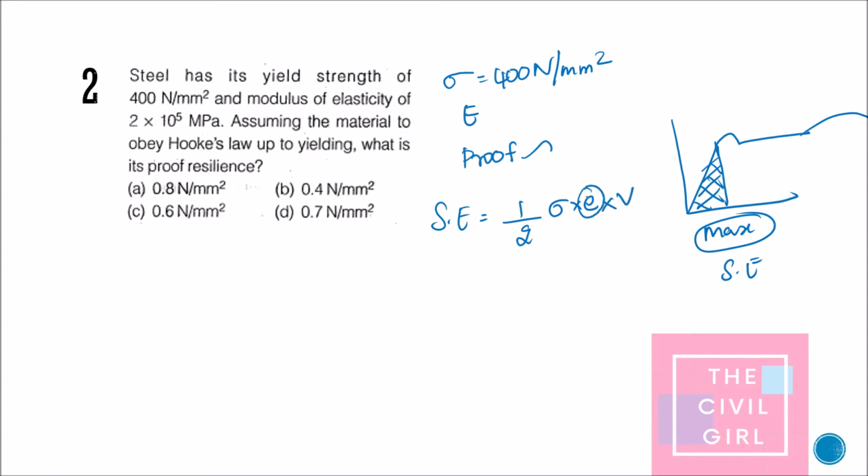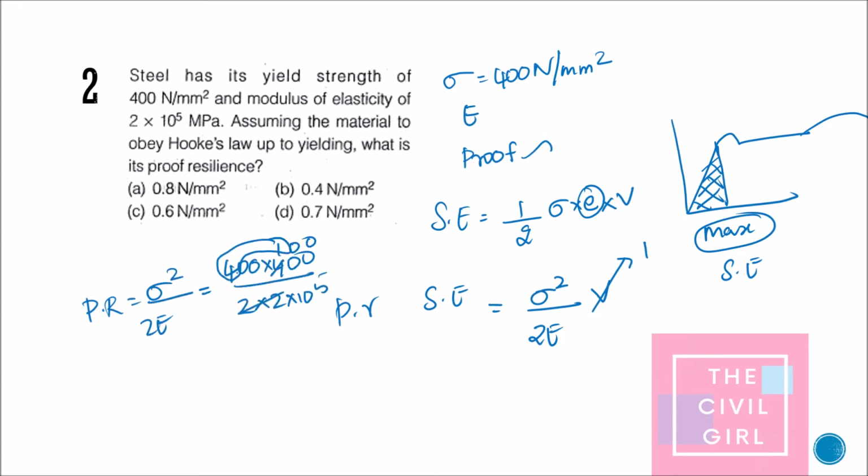So I can change the strain in terms of stress and modulus of elasticity. Therefore, it becomes sigma square by 2E into V. So this is for strain energy. When it comes to proof resilience, this volume becomes 1. So proof resilience is equal to sigma square divided by 2E. On substituting it, first digit is 4. So the only option with 4 here is B. So I am choosing B.